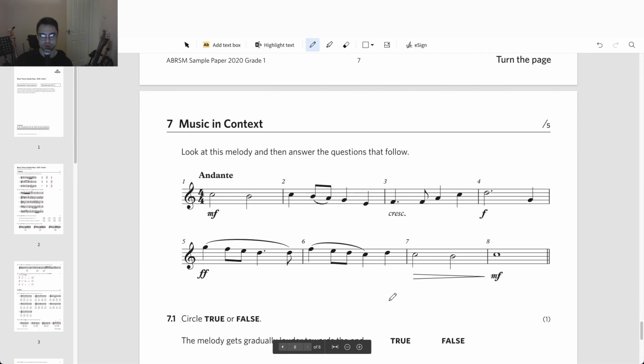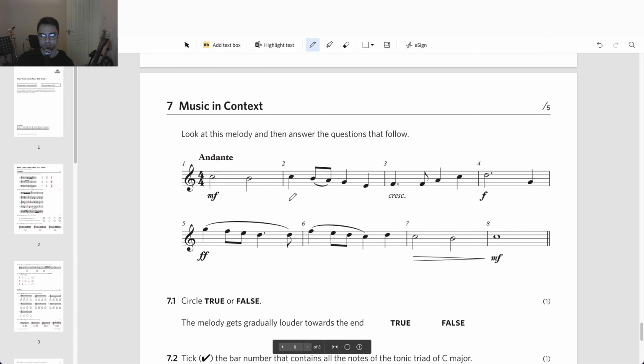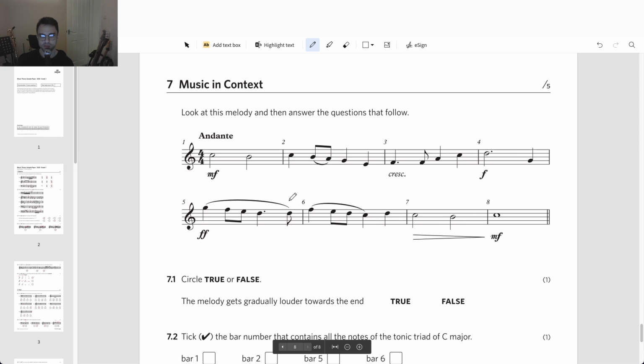All right, section 7. Look at this melody and then answer the questions that follow. 7.1, true or false? The melody gets gradually louder towards the end. So where is towards the end?